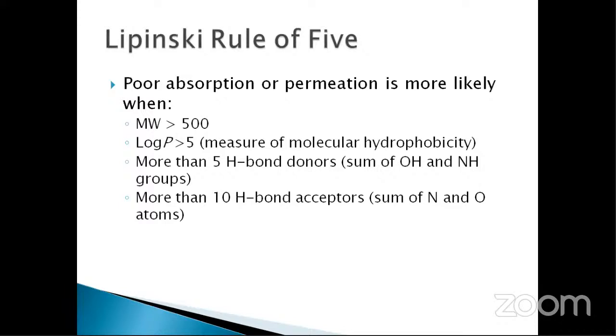Poor absorption or permeation is likely when molecular weight is more than 500, Log P value is more than 5, that is a measure of the molecular hydrophobicity, there are more than 5 H bond donors, the sum of OH and NH groups, or more than 10 H bond acceptors, the sum of N and O atoms. This is the Lipinski rule of 5.